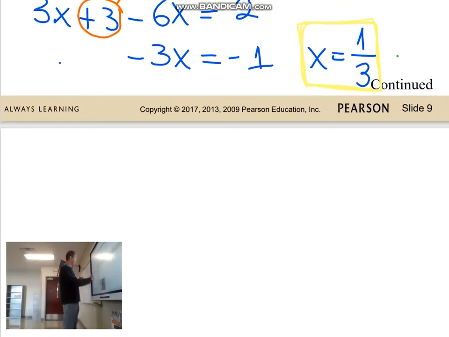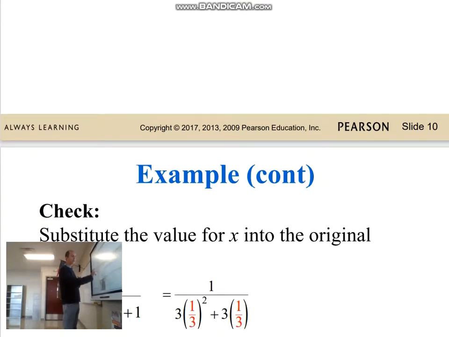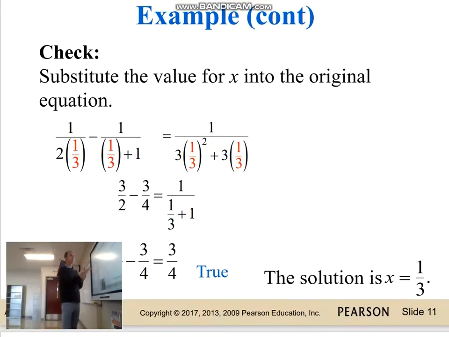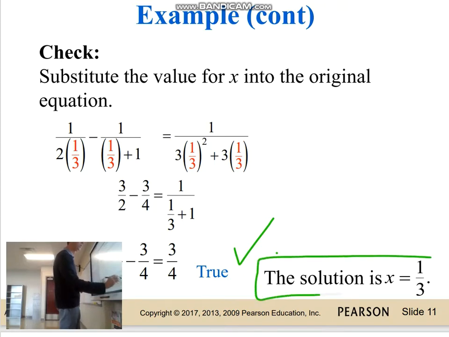Don't forget, check your answer. Substitute the value you found into the original equation, and check if this will produce a true statement. And yes, it produced a true statement. So you can say that the solution is x equals 1 over 3. Okay?